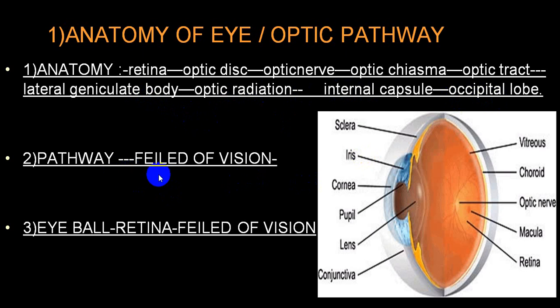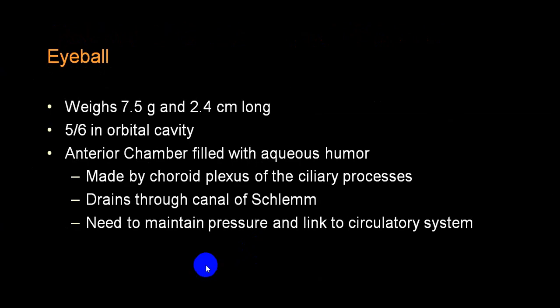It is concerned with the field of vision. Eyeball, retina, and field of vision are what we will be dealing with in that portion. Approximately, the eyeball weighs about 7.5 gram. The length is 2.4 centimeter. It covers almost 5/6 part of the orbital cavity.